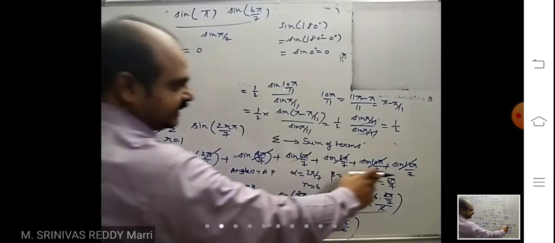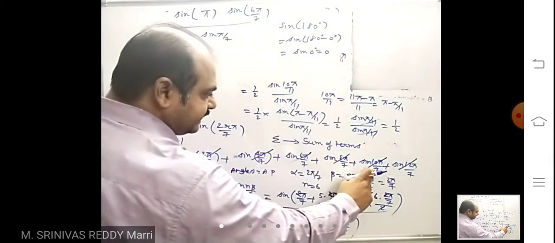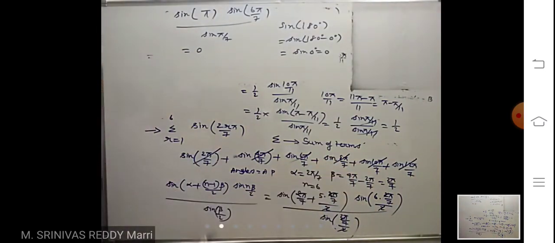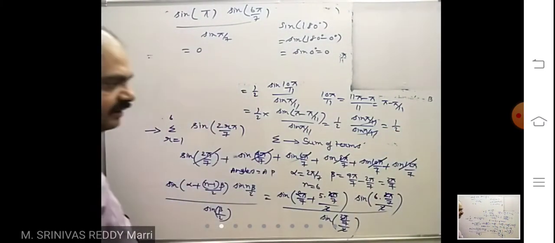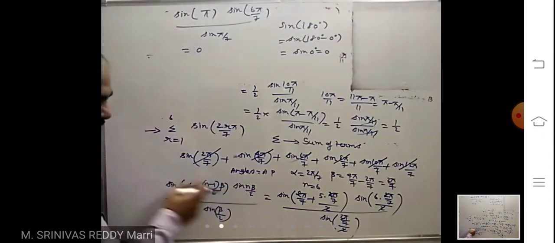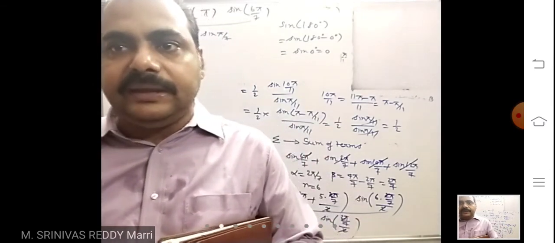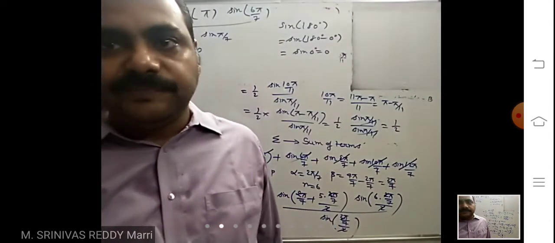Directly this and this will get cancelled, this and this, this and this. So the answer is 0. In some cases we will not get the idea. In that case, if the angles are in AP, proceed directly in that way. The previous problem will not cancel like that. Like that, if sums of sines or sums of cosines are there, and the angles are in AP, use this method.